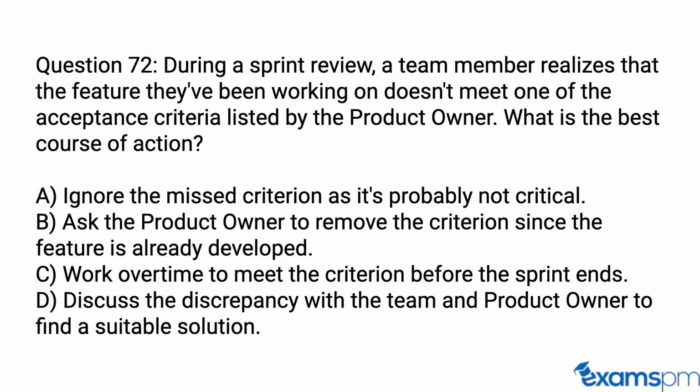Question 72. During a sprint review, a team member realizes that the feature they've been working on doesn't meet one of the acceptance criteria listed by the product owner. What is the best course of action? A. Ignore the missed criterion as it's probably not critical. B. Ask the product owner to remove the criterion since the feature is already developed. C. Work overtime to meet the criterion before the sprint ends. D. Discuss the discrepancy with the team and product owner to find a suitable solution.